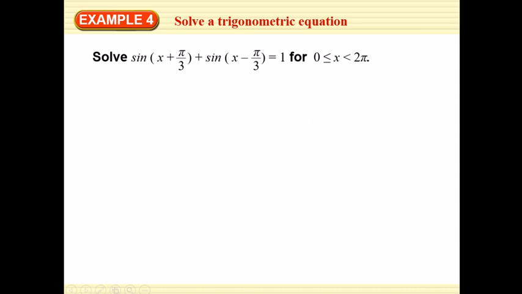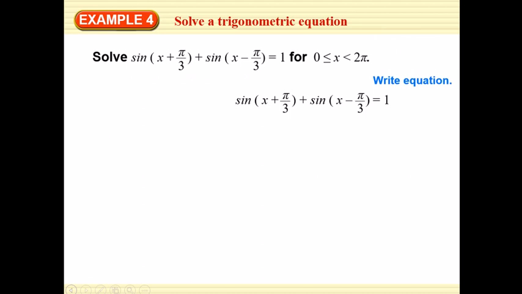So here in example 4, we're going to do a similar thing with the sum of a sine, and in addition we're going to do the difference of a sine here. We need to keep in mind our domain restrictions are between 0 and 2 pi, so that is a full circle, so we'll have to double check back as we solve this problem to see if that domain restriction holds any restrictions further on in the problem.